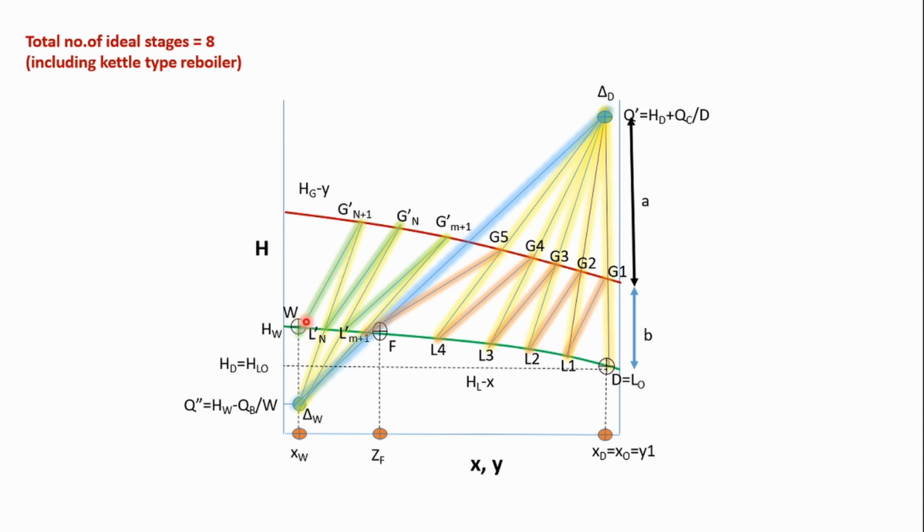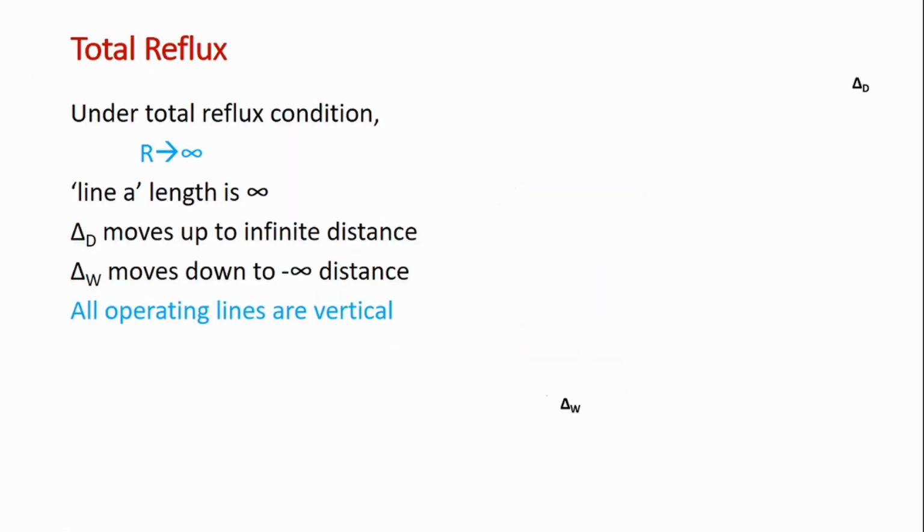So the total number of ideal stages, or theoretical stages, or equilibrium stages, by the Ponchon-Savarit method from this diagram is equal to 8. This includes the kettle type reboiler. Let us see the conditions of total reflux. The external reflux ratio, we remember, is L0 by D, equal to line A by line B. So what happens in total reflux?